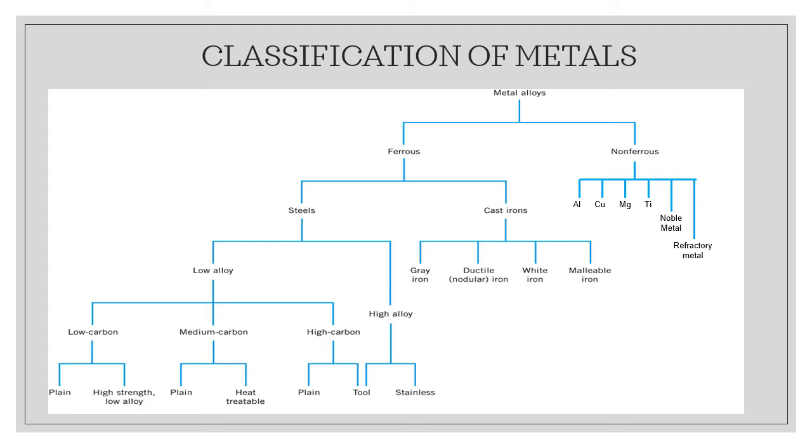For non-ferrous metal, in this chapter, we shall only concentrate on a few types of non-ferrous metal, which are aluminium, copper, magnesium, and titanium. We will also learn about noble and refractory metals.